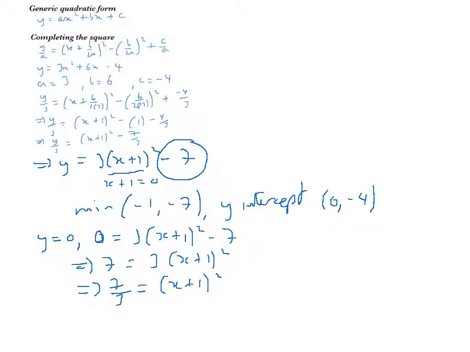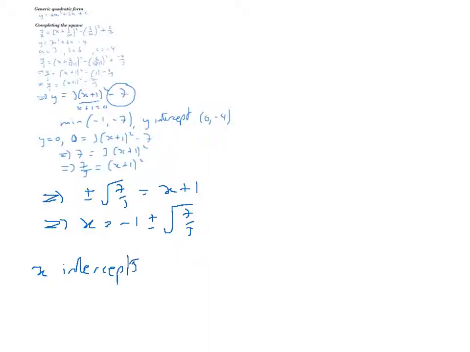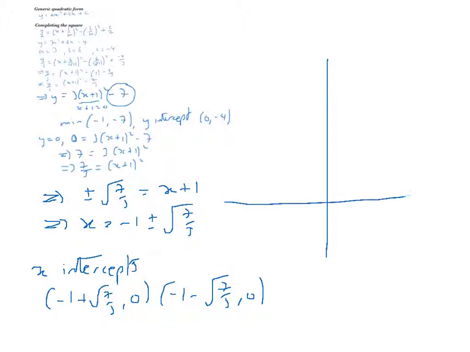We then need to square root both sides, remember, which is going to give us plus or minus the square root of 7 over 3 equals x plus 1. And then finally we bring this 1 over, so we get x equals minus 1 plus or minus the square root of 7 over 3. So our x-intercepts occur at (minus 1 plus the square root of 7 over 3, 0) and (minus 1 minus the square root of 7 over 3, 0). And then we can draw our curve.